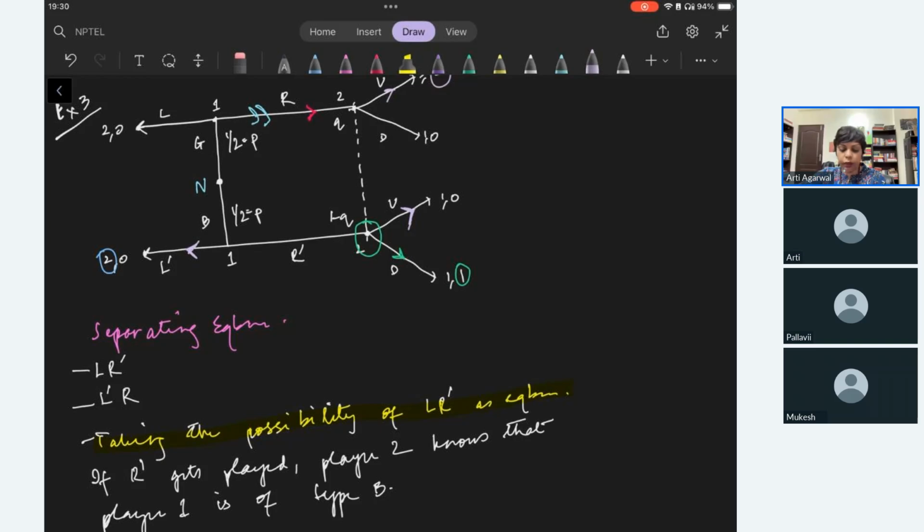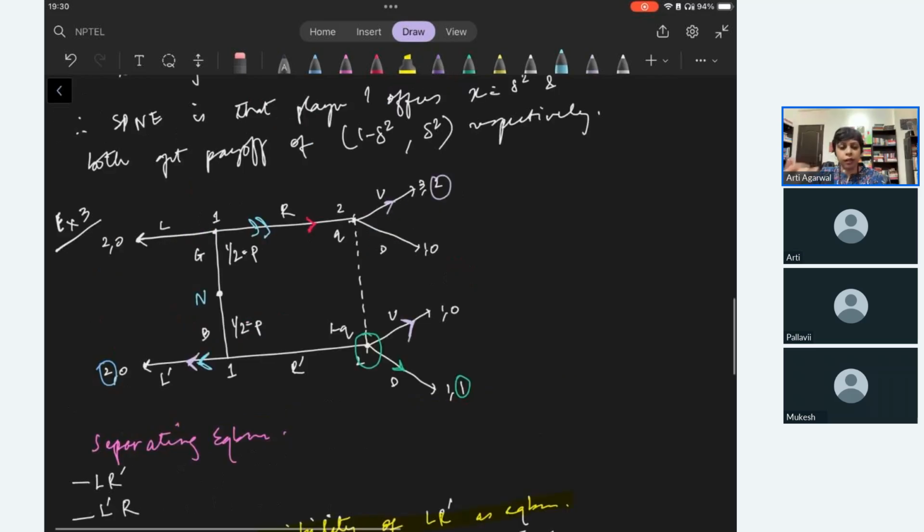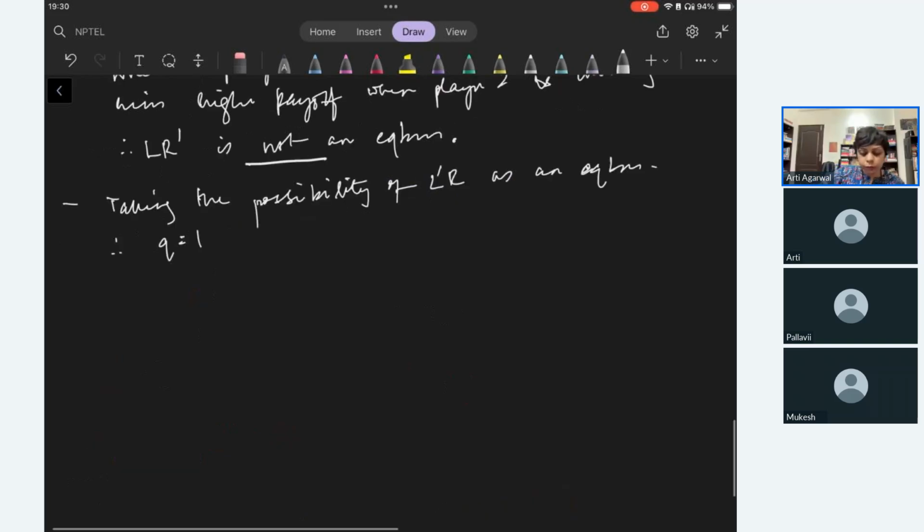This part of the game can also proceed because that is what we were checking. Is L prime R an equilibrium? Therefore, both R and L prime turn out to be the proper strategies, subgame perfect strategies in equilibrium. And I'm just going to write this down again.